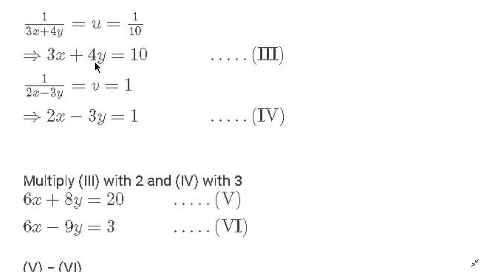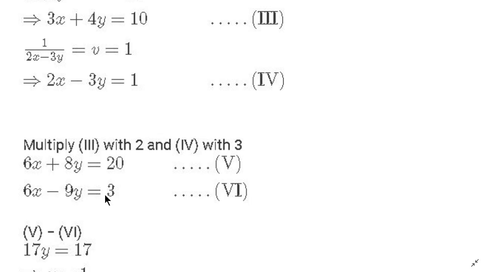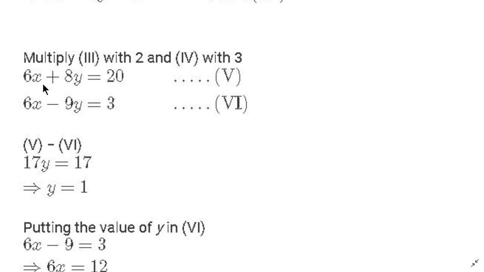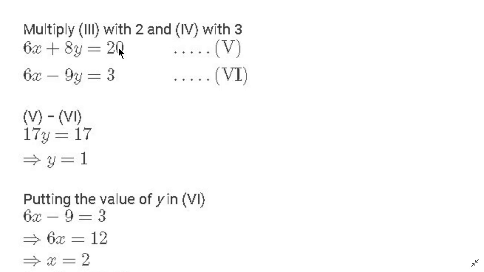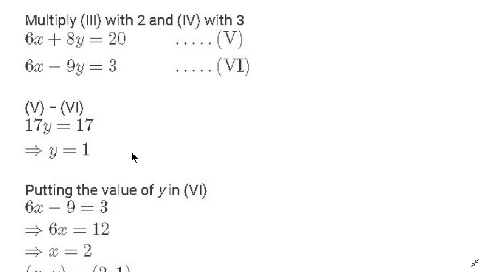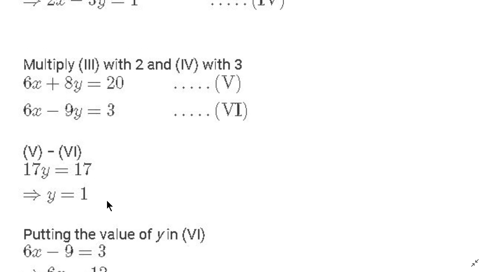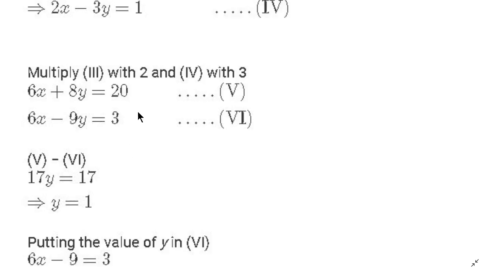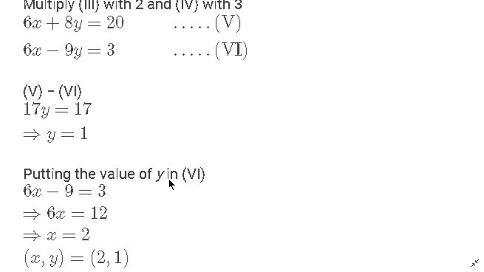Now here we have 3x and 2x, so we cannot easily eliminate them. So what we will do is multiply equation 3 with 2 and equation 4 with 3, so that we get 6x on both sides, and we will subtract them to cancel out. When we subtract them, 8 plus 9, 17y is equal to 20 minus 3, 17, so y is equal to 1. Put this value y equal to 1 in one of the xy equations and find the x value. x and y is equal to 2 comma 1.